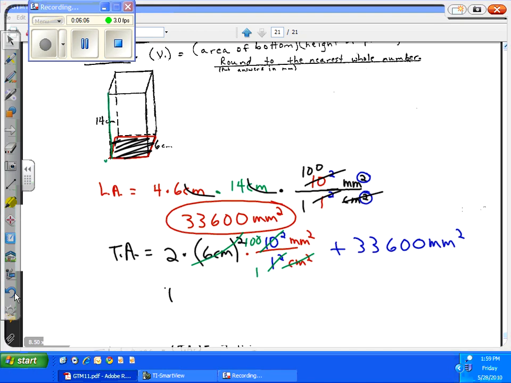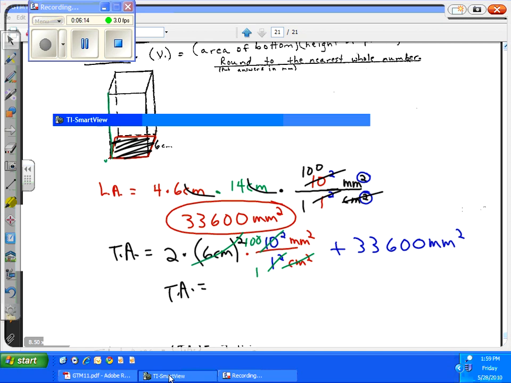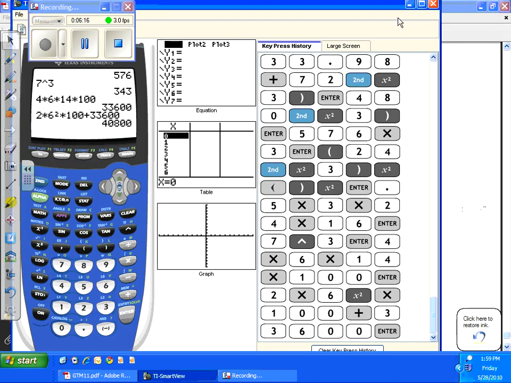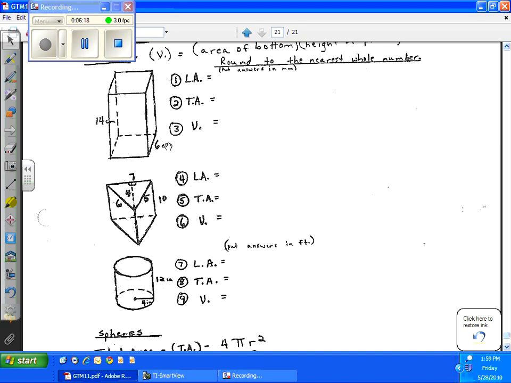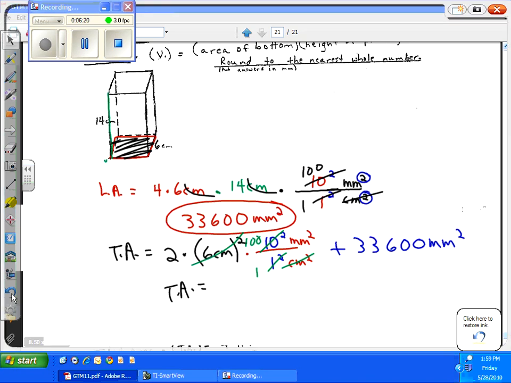And so the total surface area is 48,200 maybe. Let me check it out. 40,800. There we go. 40,800 square millimeters.